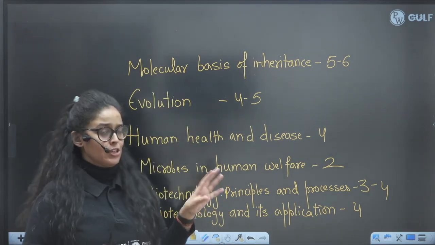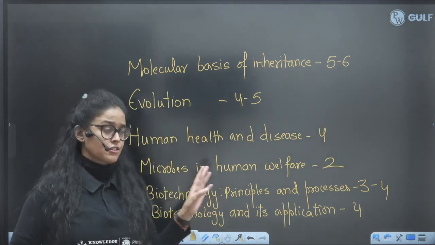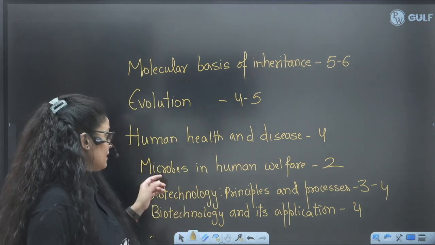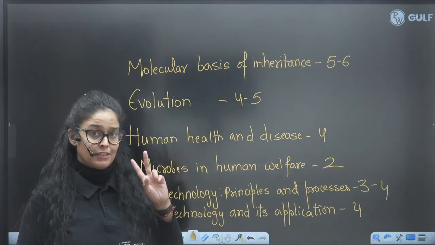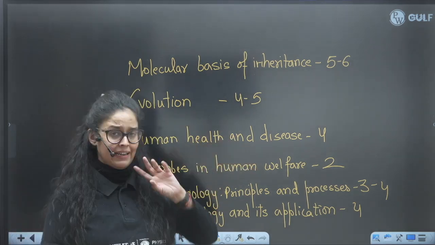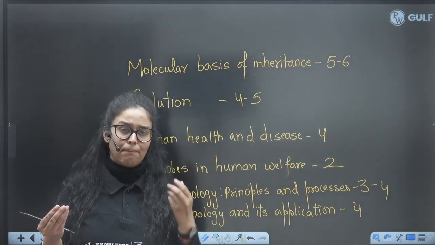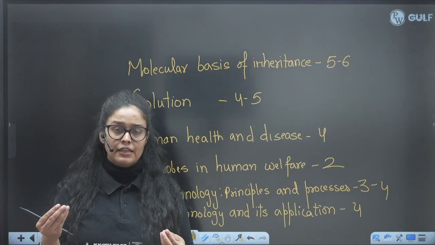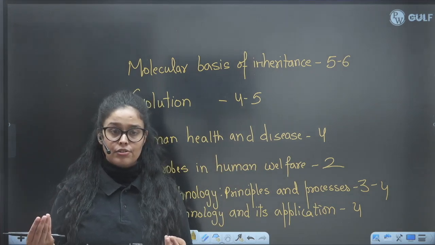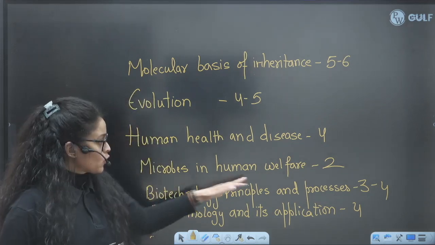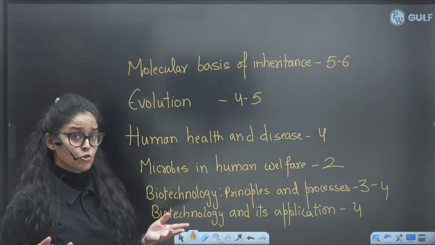Then we have evolution. You again expect 4 to 5 questions from this chapter. Human health and disease, you expect 4 questions. Microbes in human welfare, 2 questions. From human health and disease, they will be asking more questions on the disorders, their pathogens, diseases, their pathogens, right? Or they are asking questions on their symptoms. They are asking questions on the drugs. Microbes in human welfare, you expect 2 questions on examples.